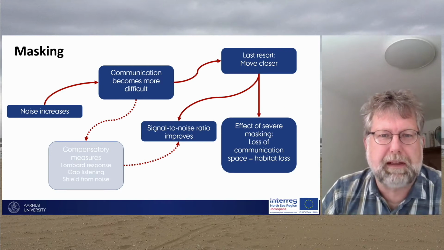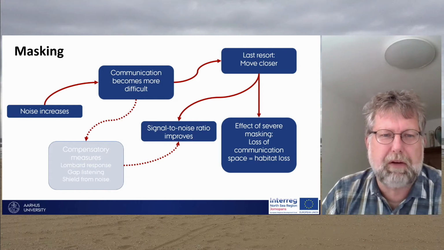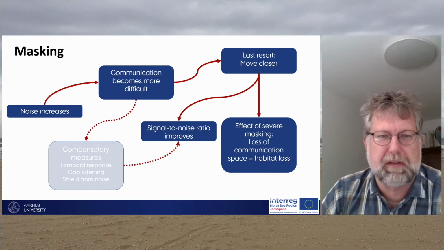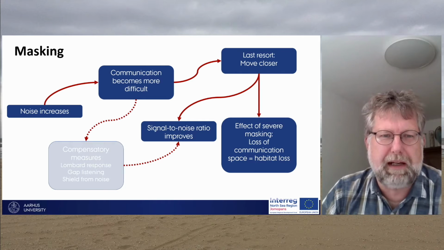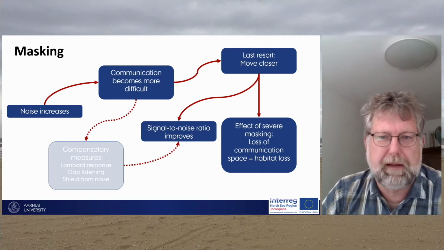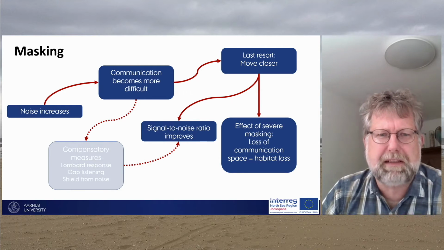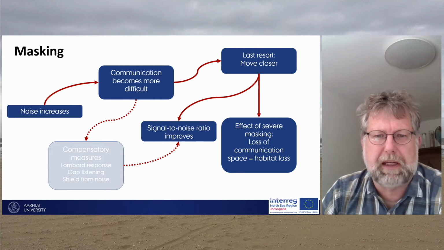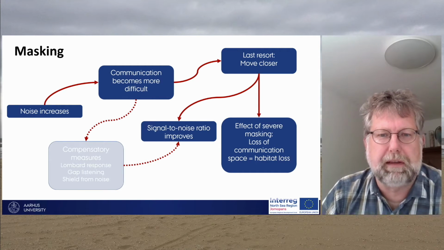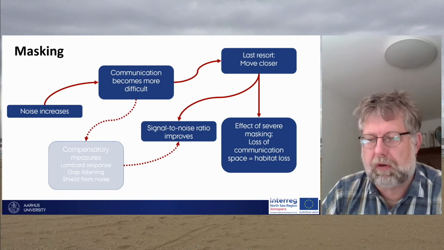But at some point, we run out of these, or animals run out of these compensatory measures. The noise in the surroundings becomes so high that there is no other way to improve signal to noise ratio than to move closer. So that's the last resort. And that means that in the end, the effect of masking is a loss in communication space. So it's a habitat loss. You can easily view it as a kind of habitat loss. It's temporary, of course, because the same moment the noise is gone, communication is restored.